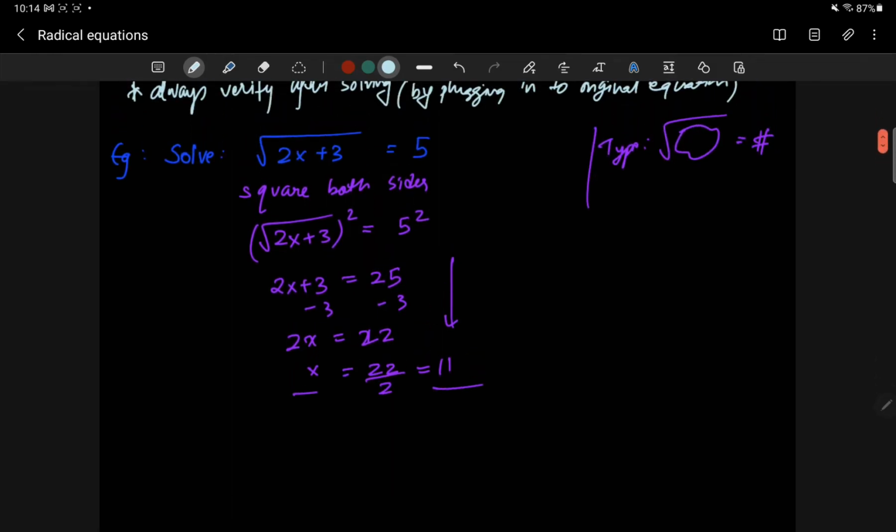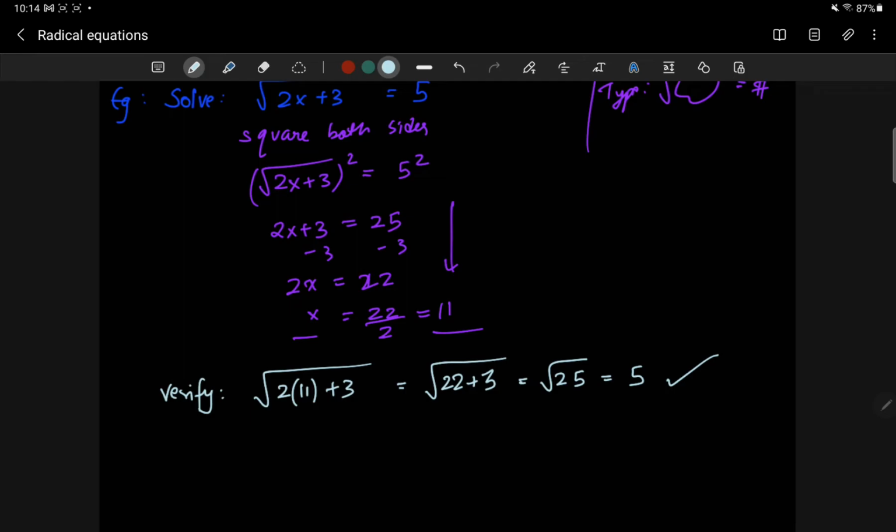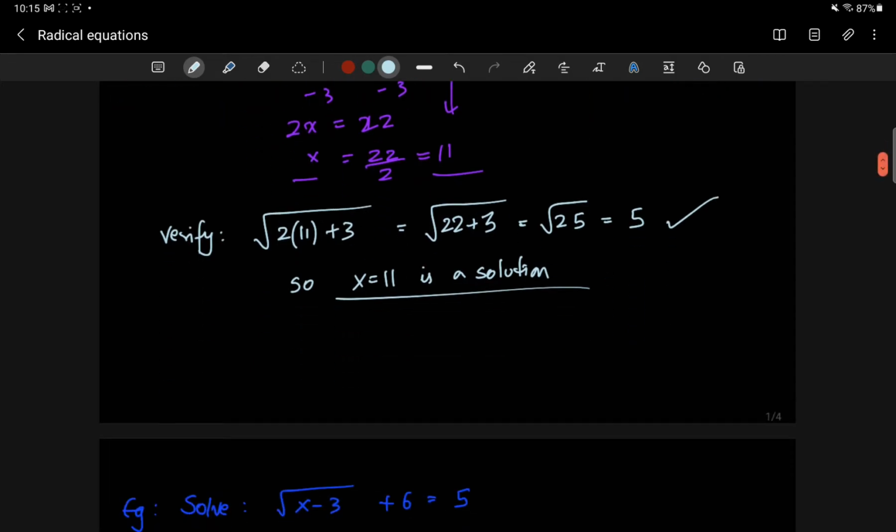Once you have your solution, however, you do have to verify. So to verify, you check by plugging in 11 because that's the only solution. This is 22 plus 3, which is 25, whose square root is 5, which is what it should be. So x equals 11 is a solution. This last step, especially for a radical equation situation, is extremely important.